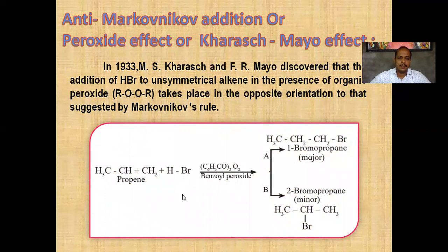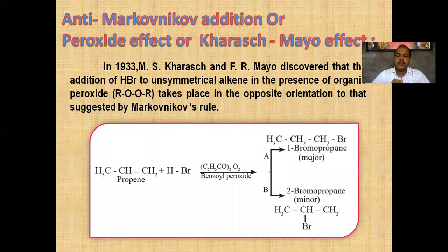Look here. Same reaction, that is propene plus HBr in the presence of benzoyl peroxide. The same two products are obtained, that is 1-bromopropane and 2-bromopropane. But what is the difference here? The difference is that only 1-bromopropane is the major product and 2-bromopropane is the minor product. So how does this happen?